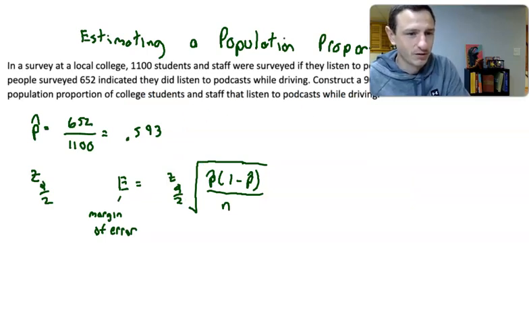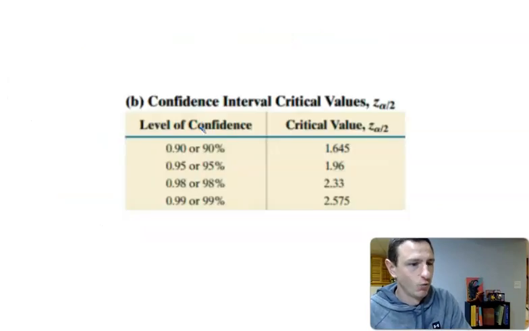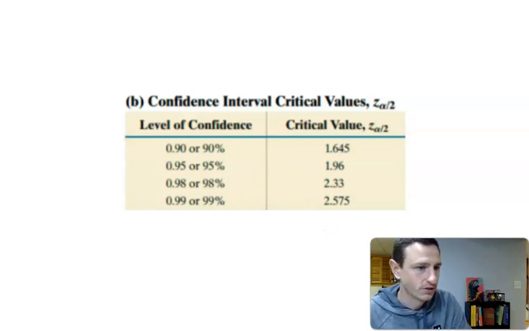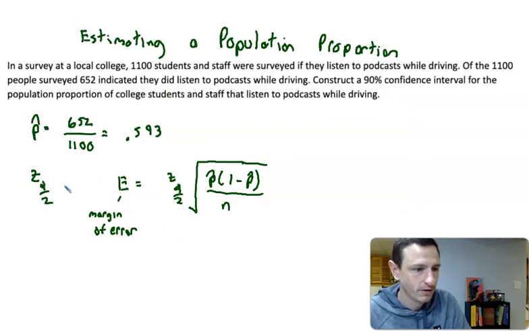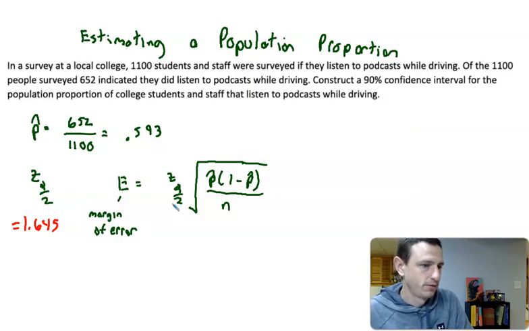Based on our different levels, 90%, we just use this table. So for a 90% level of confidence, the critical value that's going to be associated with 90% is 1.645. Then if it was 95, we'd use 1.96. 98, 2.33. 99, 2.575. So we are constructing a 90% level of confidence, so we're going to use that critical value, 1.645. Okay, so we have that.